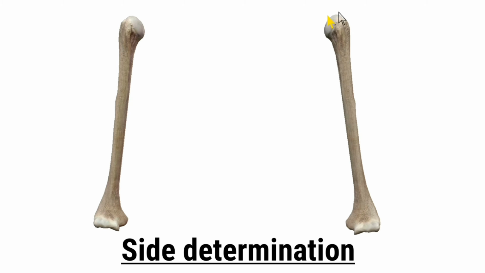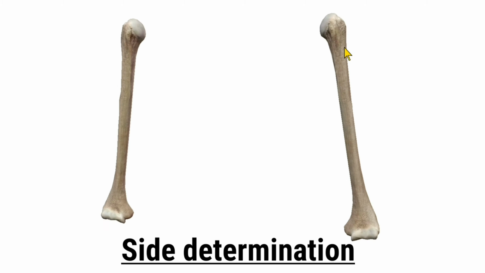We can understand about the side determination by the example here. Let's focus on this humerus. Here this is the head of the humerus, and here this is the lesser tubercle and greater tubercle, and between them there is the intertubercular sulcus. So here it must be a left sided humerus, because for the left sided humerus the head is medial and in front there is the lesser tubercle. So this is a left sided humerus.